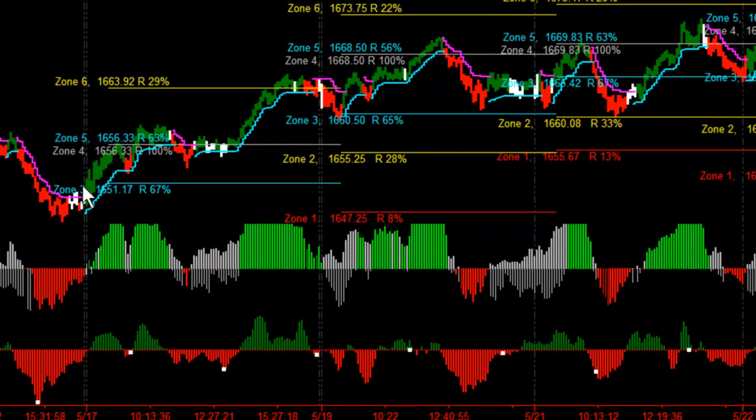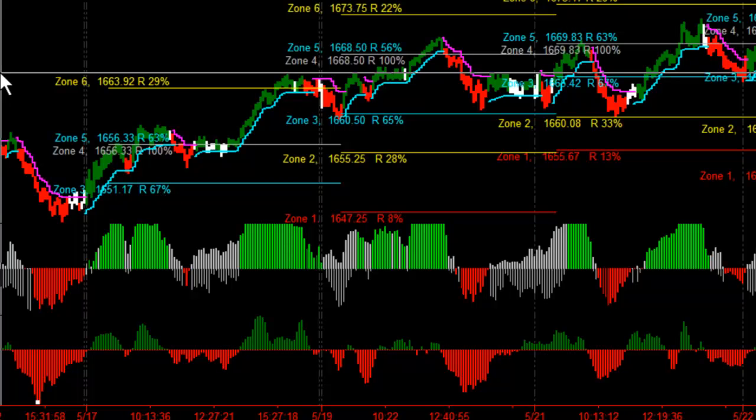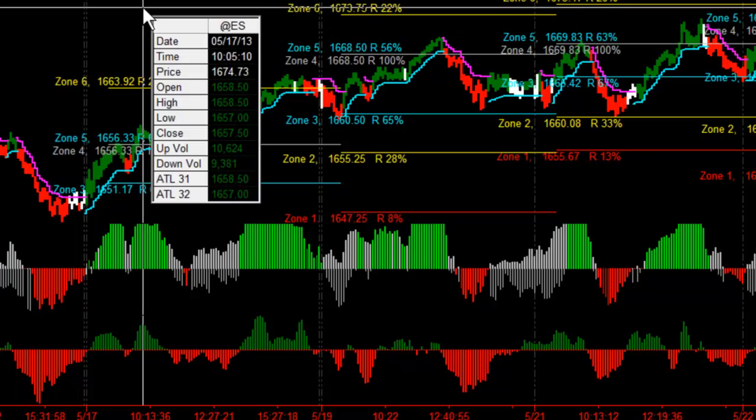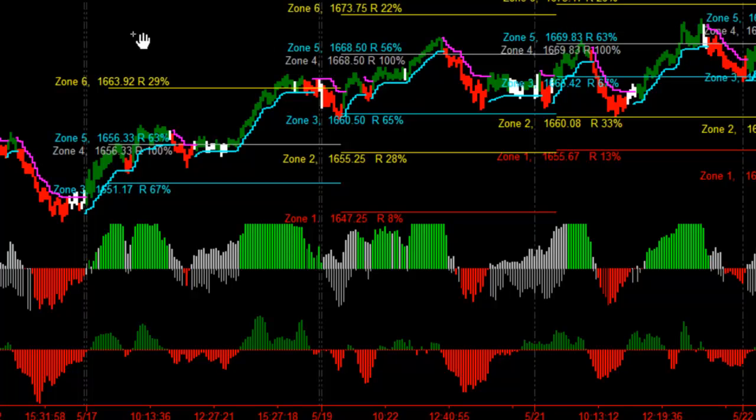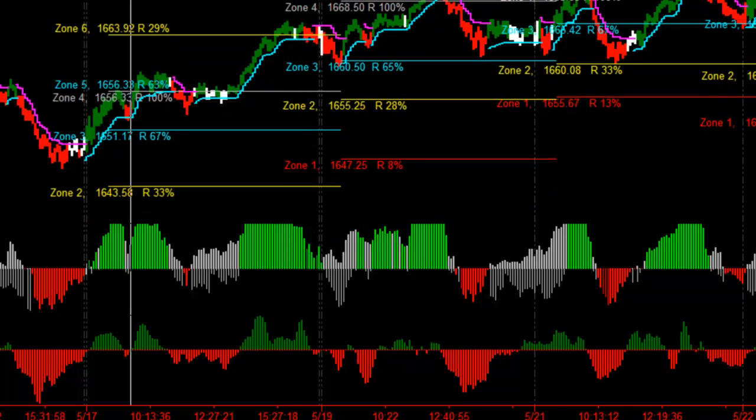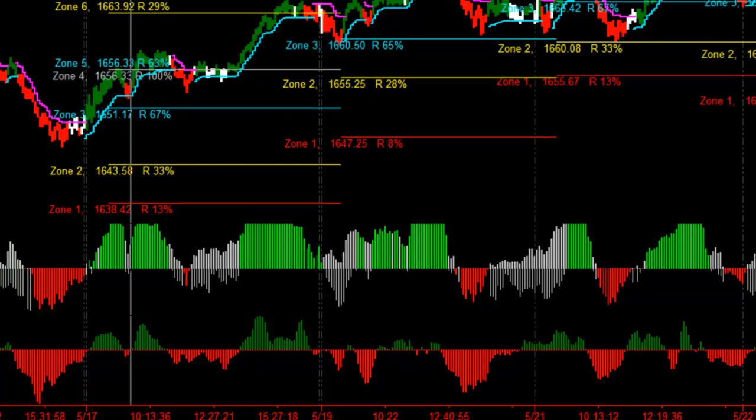And when the market opens here, we look over and we say, okay, there's a 65% chance that the market will get into zone 5, only a 29% chance it's going to get into zone 6. There's a 67% chance that it'll get into zone 3. And if we look lower, 33% going into zone 2 and 13% going into zone 1.